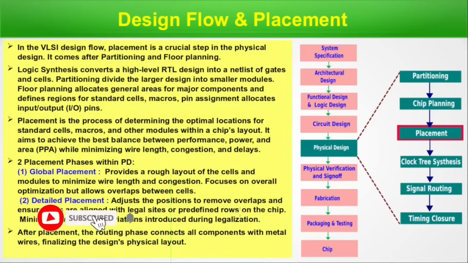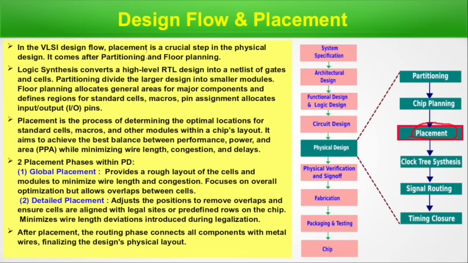Design flow and placement. This is the flow diagram we have been using for the last few episodes. It starts with system specification, architectural design, functional design and logic design, circuit design, and next, when it's entering physical design, there are a few steps in physical design like partitioning and chip planning. We are already done with that. Floor planning, then placement. Today we will concentrate on placement, and there are 3 types of placement: global placement, legalization, and third, detailed placement. And once physical design is done, then verification and sign off is done, then fabrication, packaging and testing, and the chip is ready for commercial usage. Today we will concentrate on placement.